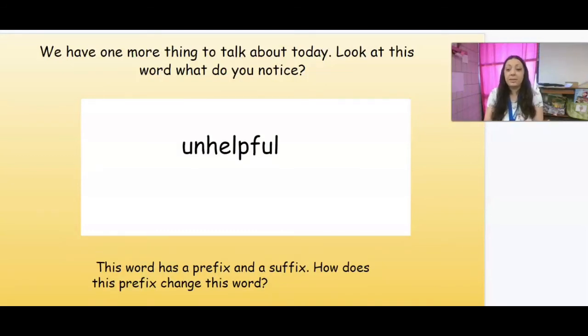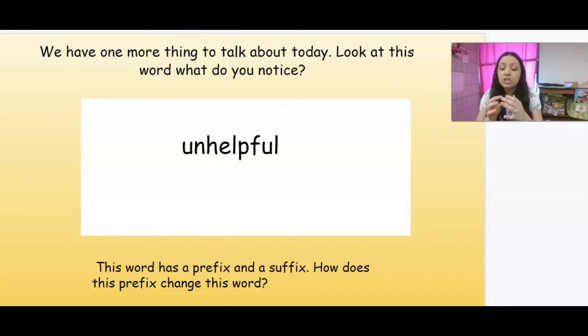We have one more thing to talk about today. Now, yesterday we talked about the word carefully, and it was different because, remember, it had two suffixes at the end. It had full and ly. What do you notice about this word? Unhelpful. That's right. It has a prefix and a suffix.